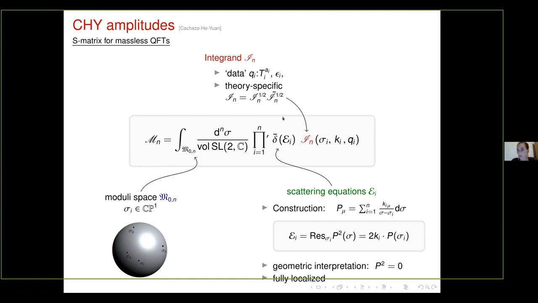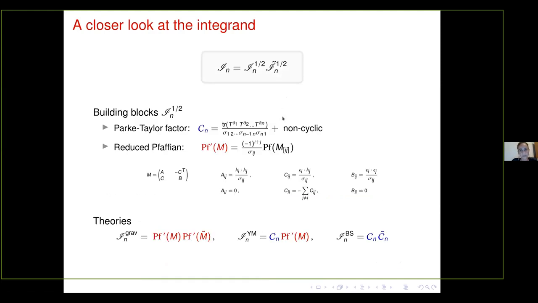And just to give you a bit of a feeling for how these look, don't worry about the details too much, but what I want you to take away from this slide is just that they're relatively compact and that the color structure is something that should look very familiar. It's just a Parke-Taylor factor. Whereas the kinematic part is a reduced Pfaffian, which is just a Pfaffian that you've reduced by some symmetry, where the symmetry is given on the support of the scattering equations, on the constraints.